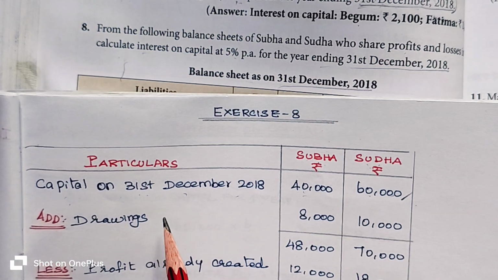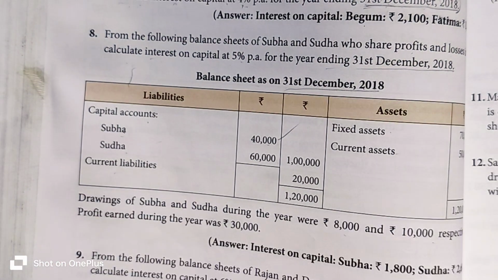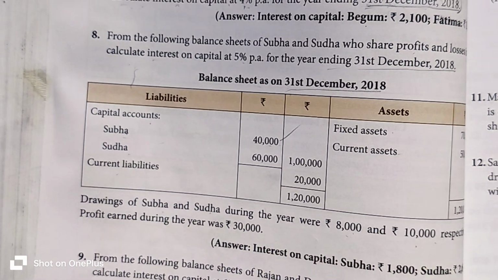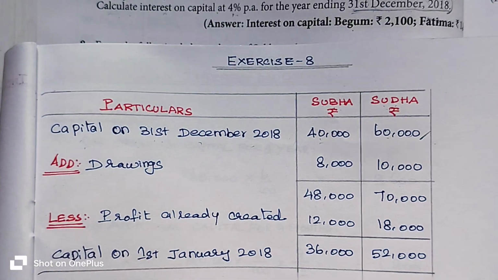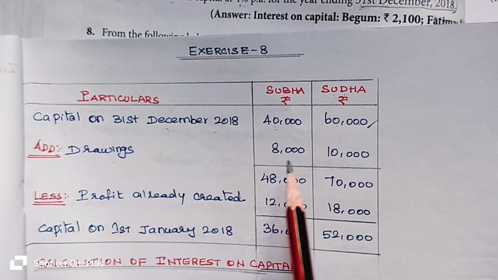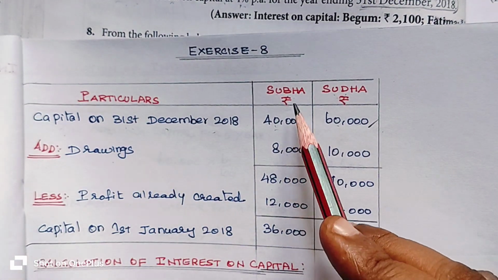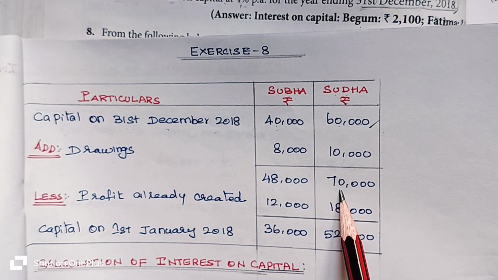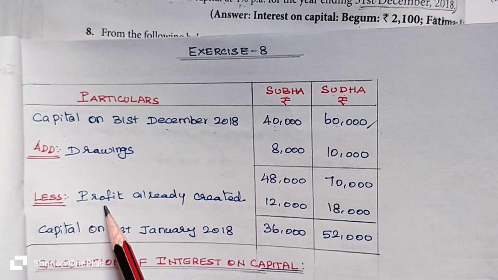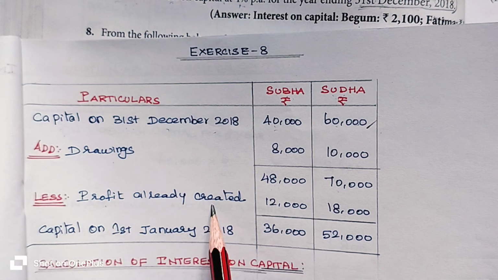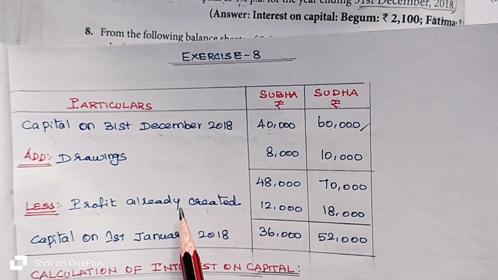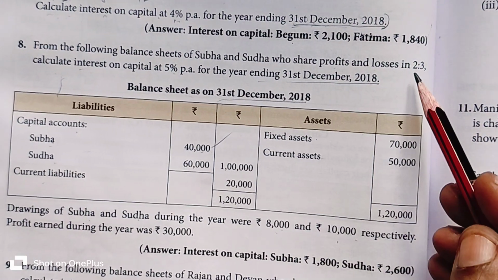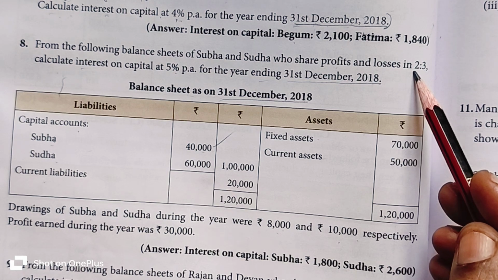With that capital we have to add drawings. Listen, Subha's drawing is 8,000 rupees, Sudha's drawing is 10,000 rupees respectively. As per the format we add drawings. After adding, you will get Subha's 48,000 and Sudha's 70,000 rupees. From that answer you have to subtract profit already credited. How do they share the profit? They share the profit in the ratio of 2:3.